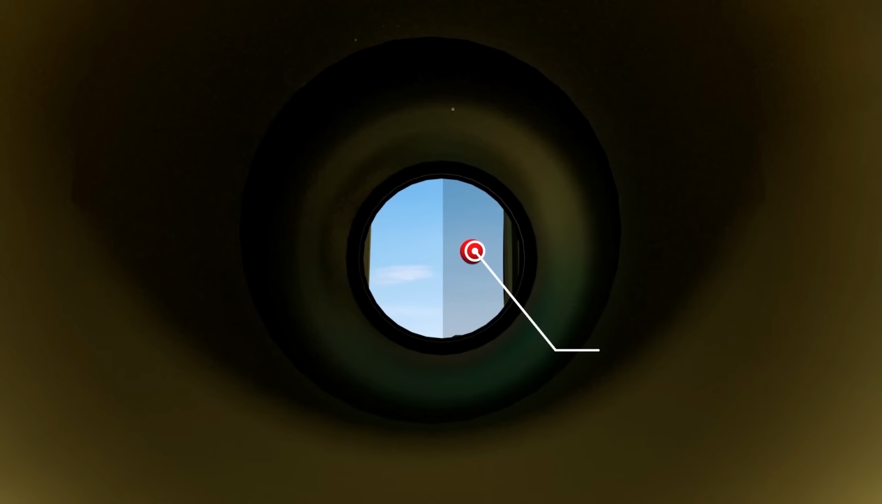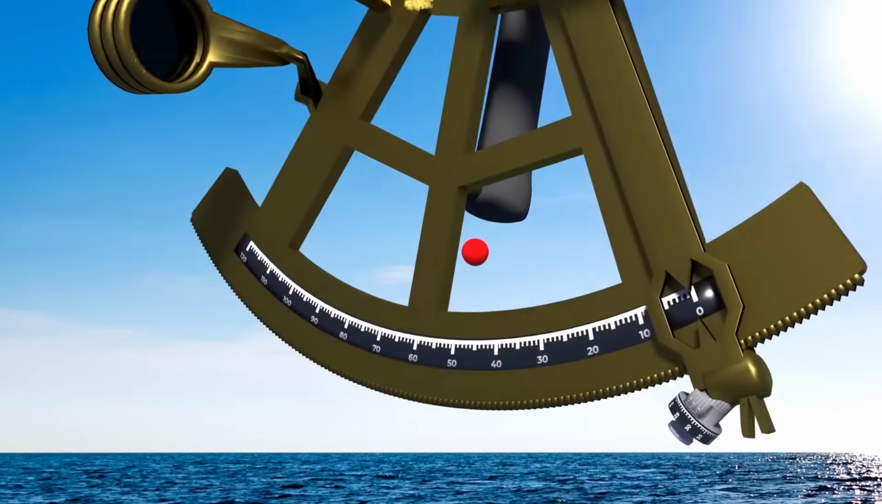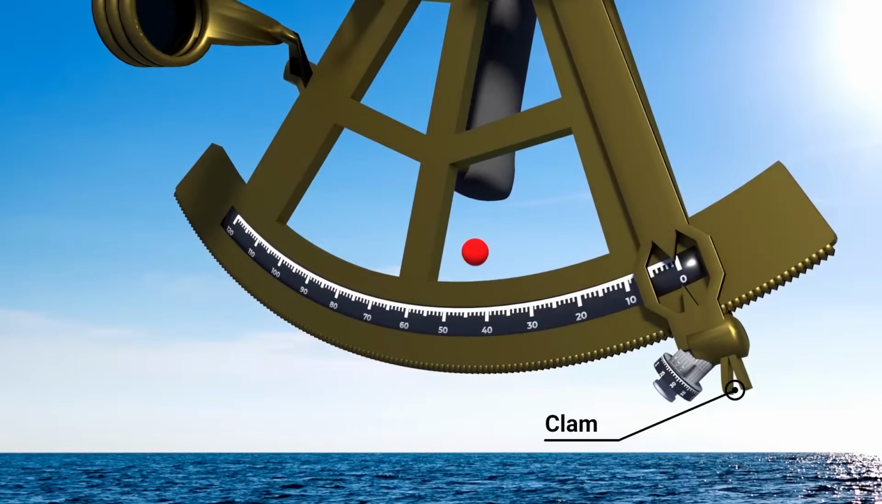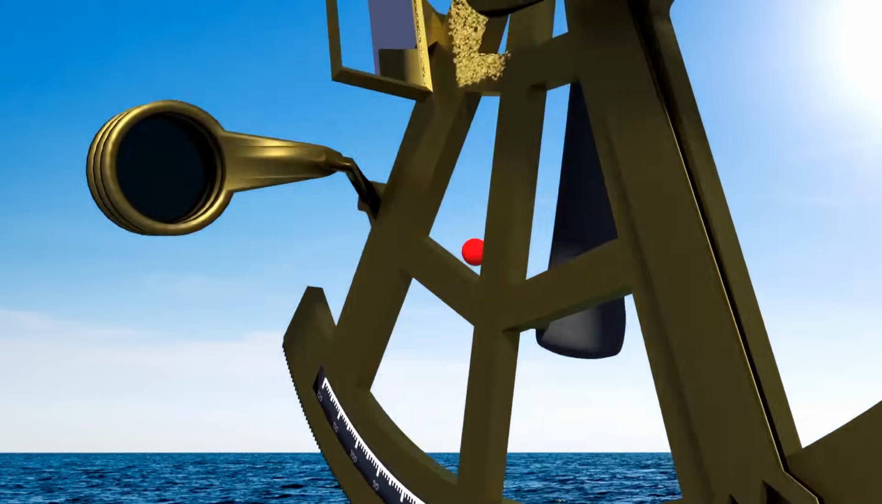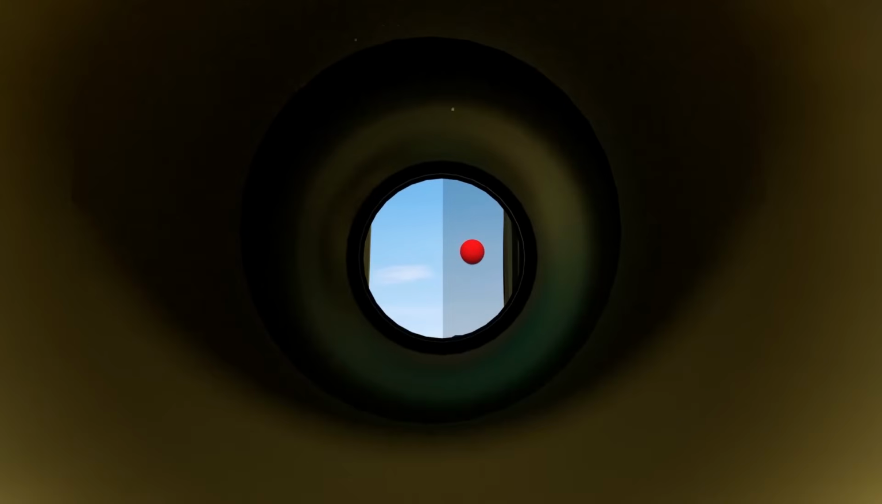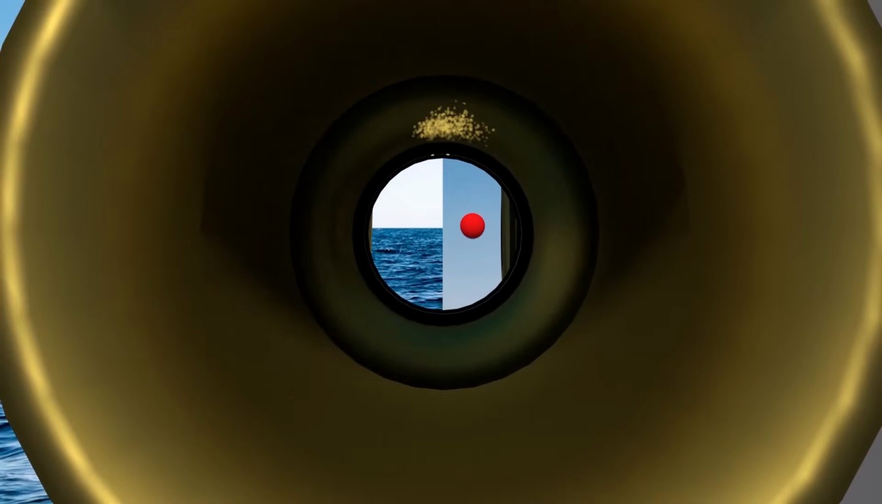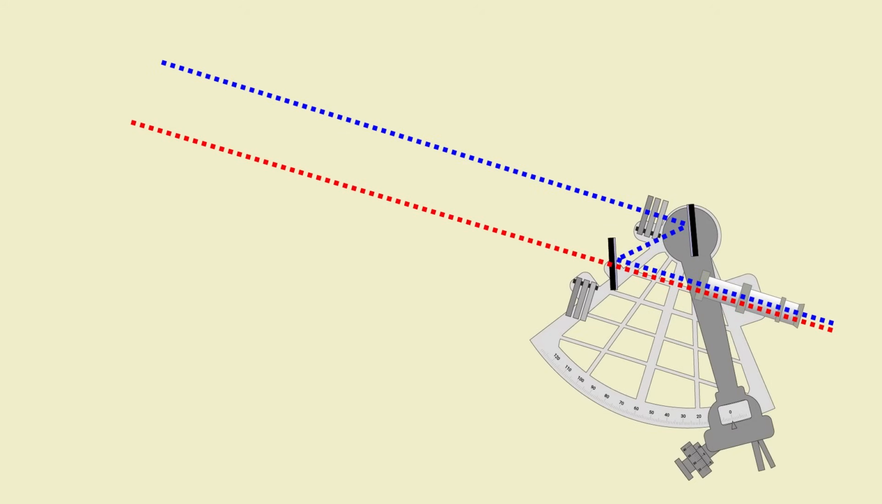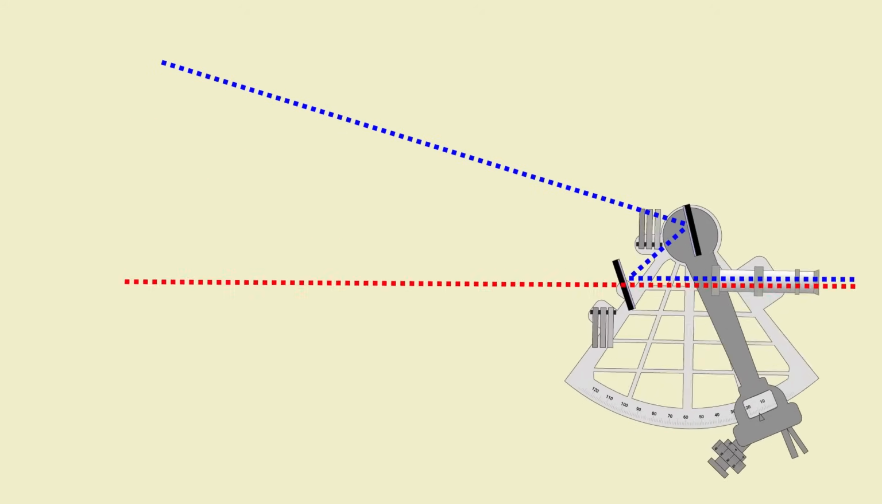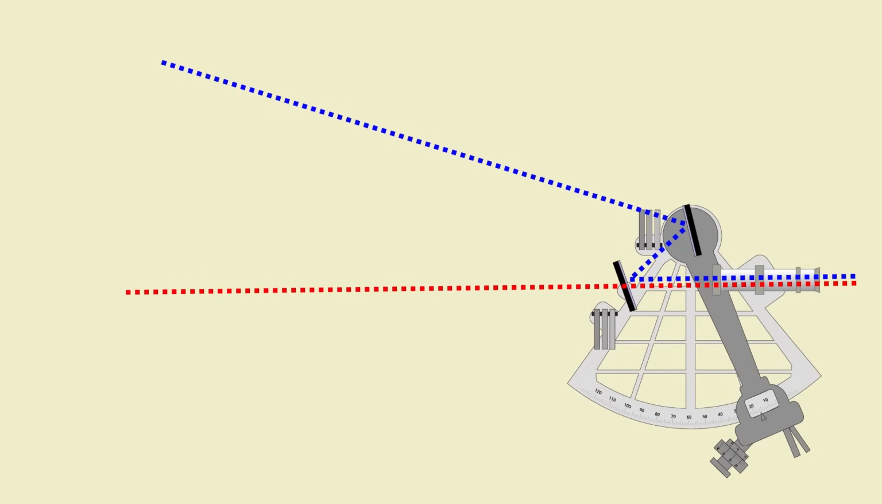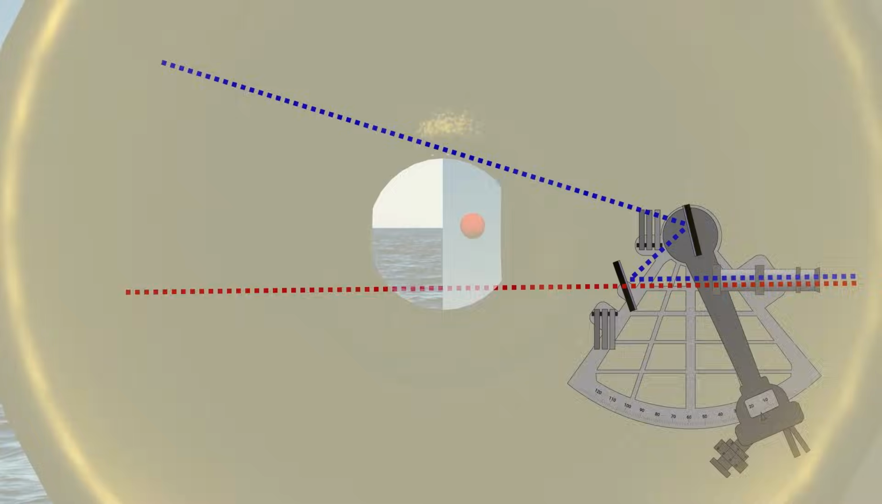Next, you want to get hold of the clamp at the bottom of the index arm. This will allow you to move the index arm freely. Have a little practice wiggle just to see how the image in the horizon mirror actually moves when you're moving the index arm. Then you want to start to bring the entire instrument down, aiming it towards the horizon. At the same time, you want to use that clamp to move the index arm and keep the celestial body in the center of the horizon mirror. Once you reach the horizon, you want that to be in the middle as well.